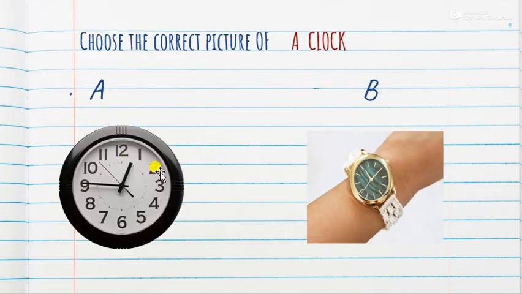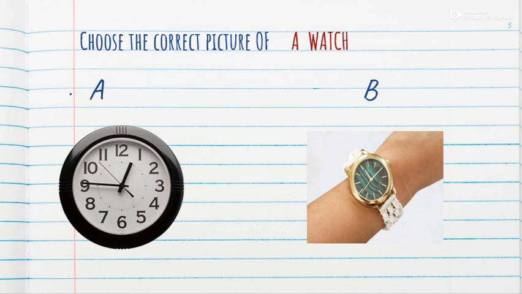Please look at these two pictures, A and B. Choose the correct picture of a clock. What do you think? Of course, it's A. You can see the big clock, maybe on the wall.